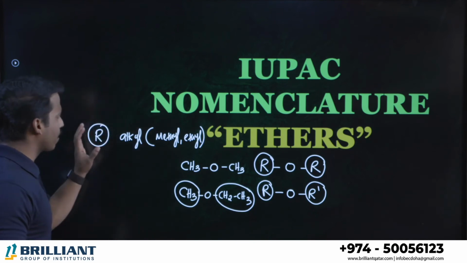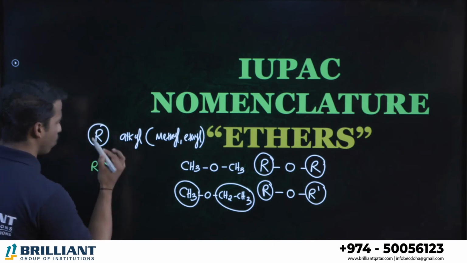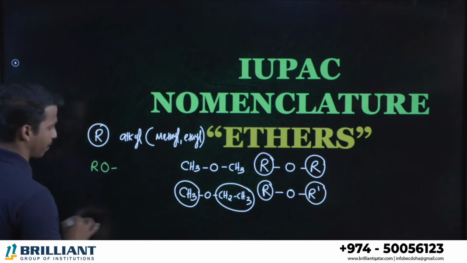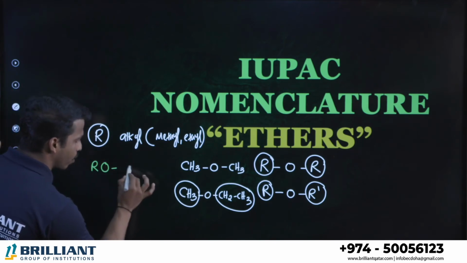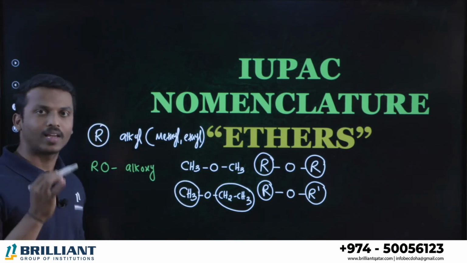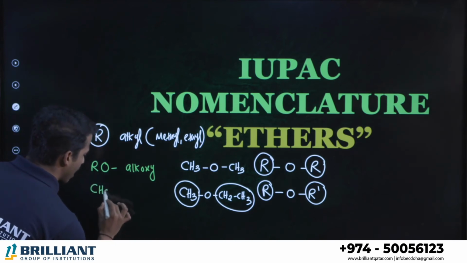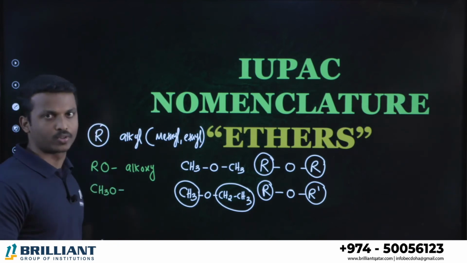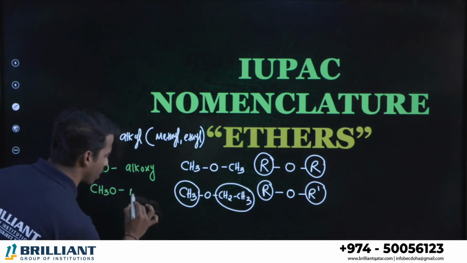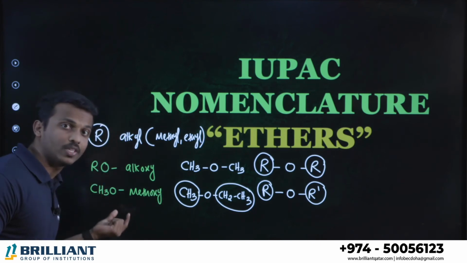Alright, so R represents an alkyl group. What is the meaning of OR? R represents an alkyl group. What does OR represent? An alkyl group with one oxygen is known as alkoxy. For example, suppose the alkyl group is CH3 and there is an oxygen, so we can call it methoxy, right? A methyl group with oxy is called what? Methoxy. An ethyl group with oxy is called ethoxy.